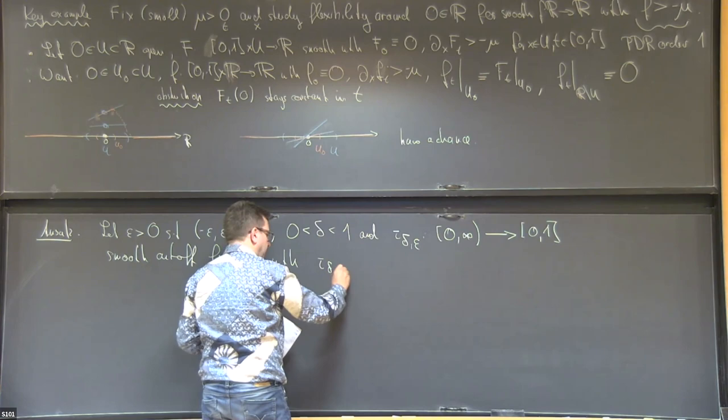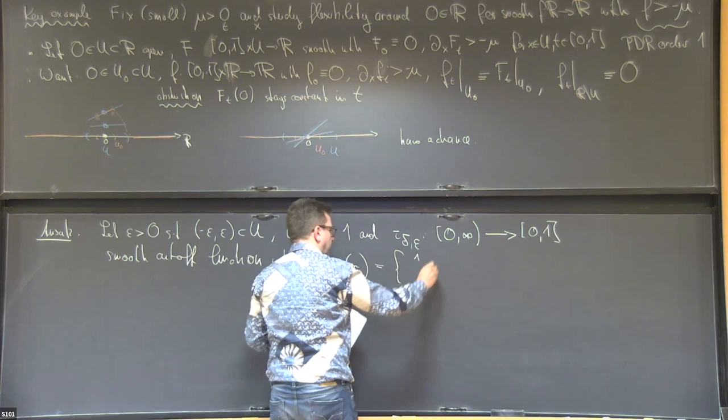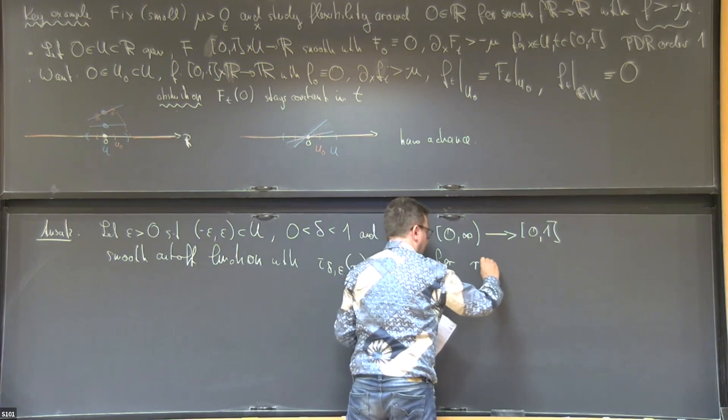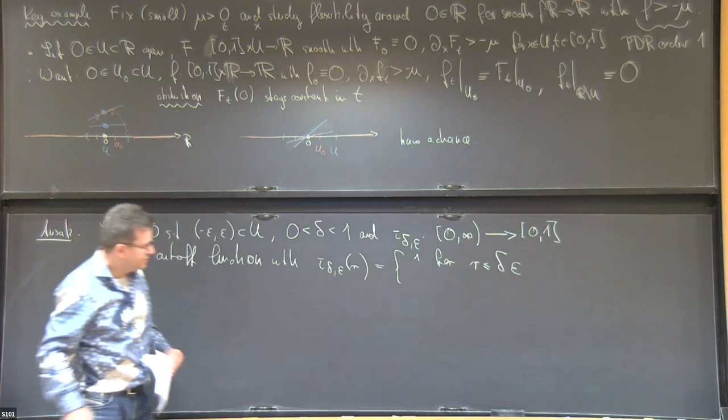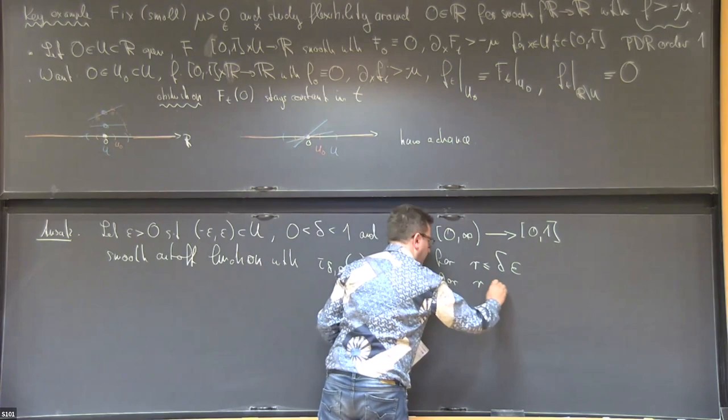So I write it in the following way. This is true for all radii, all parameters smaller than delta times epsilon. This is why I introduced the parameter delta, and zero for r bigger than epsilon.